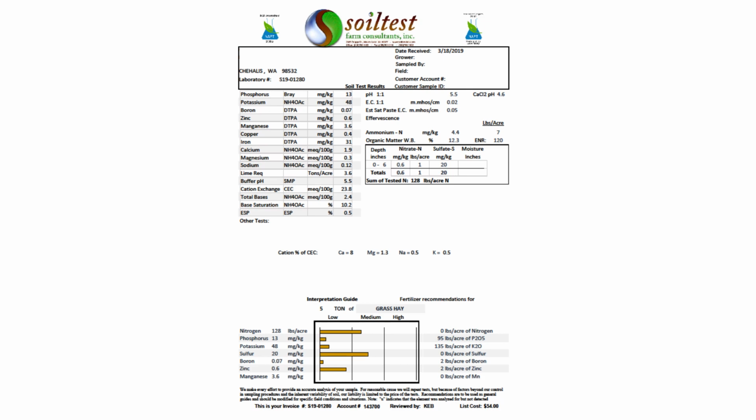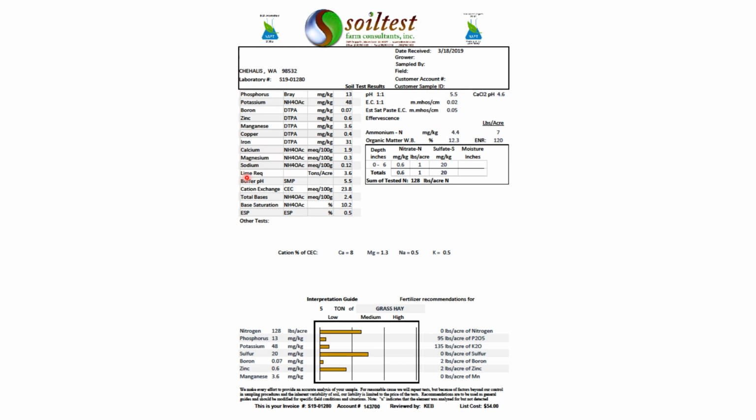SMP stands for Smith-McLean-Pratt. Basically, the process of this analysis is that we know where the SMP buffer pH is at to begin with. We add sample to it, and after mixing and allowing it to sit, we measure the pH again. In this case, it came back at 5.5. That 5.5 and the 4.6 of the calcium chloride pH are used in a table to determine the lime requirement.